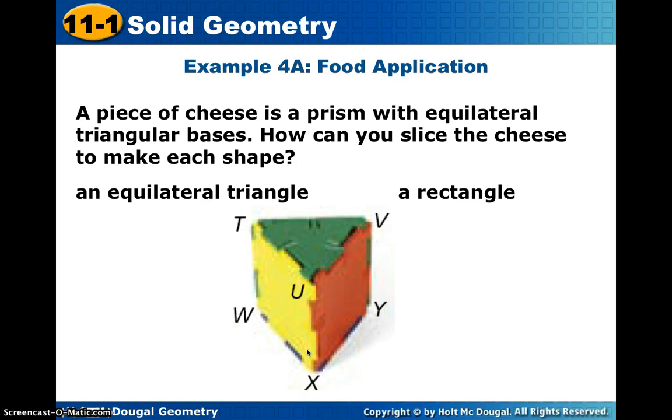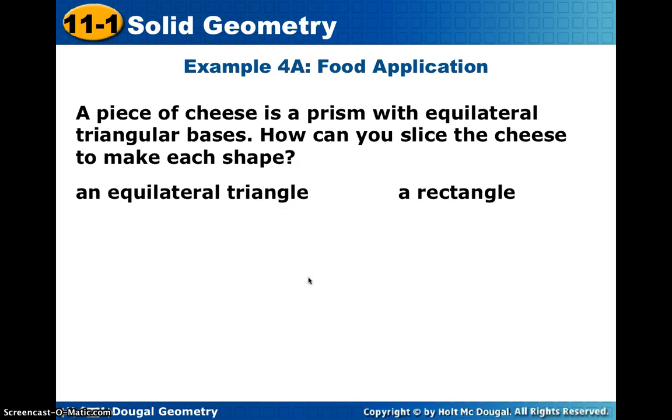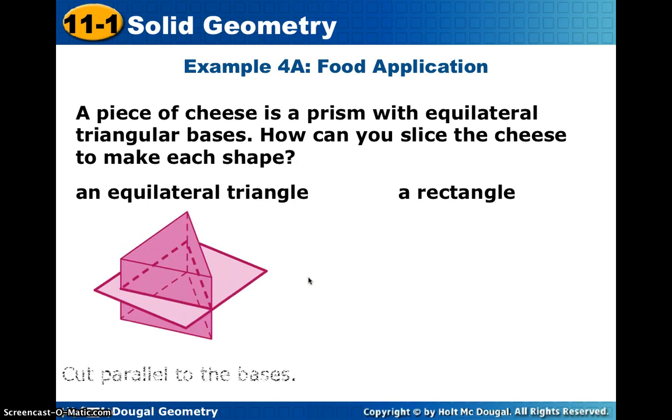So imagine a piece of cheese that looks like this, and now we're going to try to slice it to make an equilateral triangle. Well, if the top and the bottom are already equilateral triangles, if I slice it right through the middle, I should get an equilateral triangle. So, in order to make an equilateral triangle, we can just make a cut that's parallel to the base.